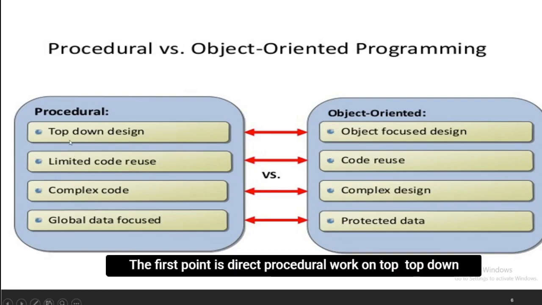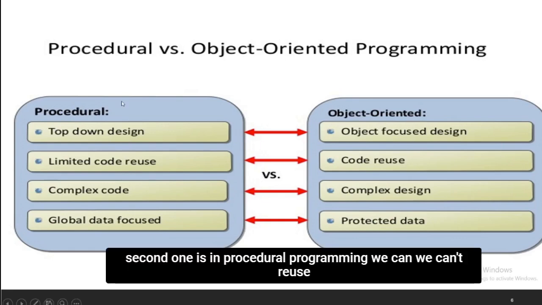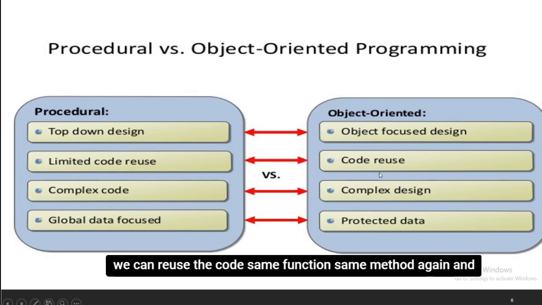The first point is that procedural works on a top down approach, but object oriented focuses on object focused design. Second, in procedural programming we can't reuse the code again and again, but in object oriented programming we can reuse the code, same function, same method again and again with the help of a particular object. But in procedural there is limited code reuse.